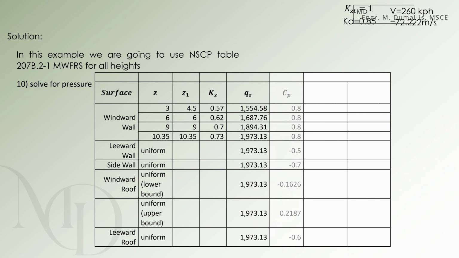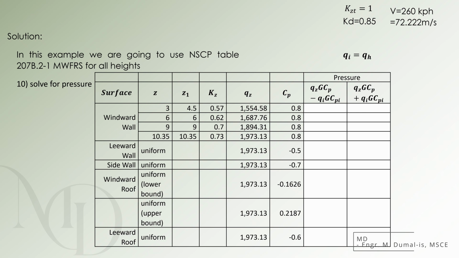Next, we add another column for C sub P. Into this column, we enter all of the C sub P values that we have previously calculated. The last two columns are a bit more involved. Here, we calculate the pressures while accounting for the internal pressure coefficient. The first column corresponds to the negative internal pressure, and the second to the positive internal pressure.